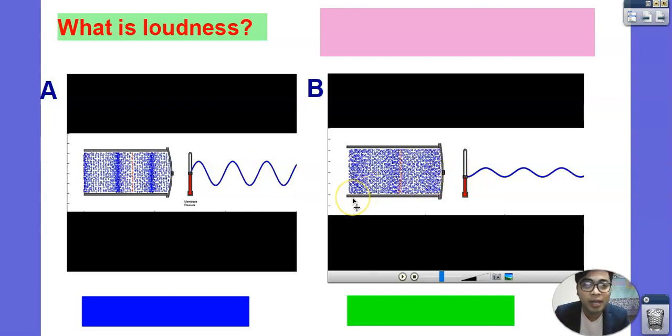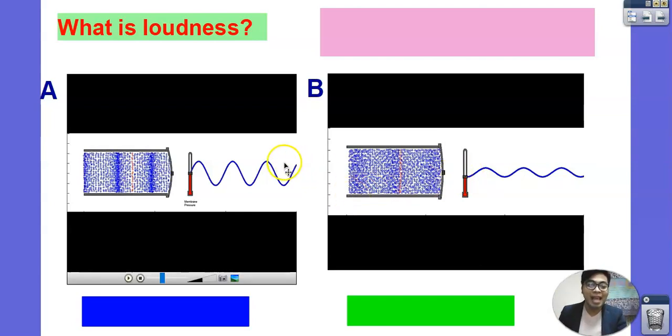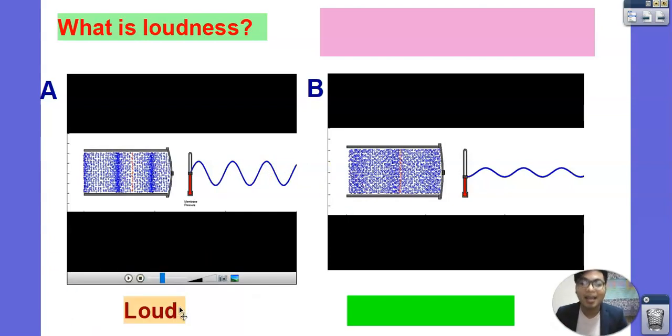So which of the two do you think speaks about loud? Is it A or B? If you answered A, let's see. Okay, A speaks here that the sound is loud. How about letter B?